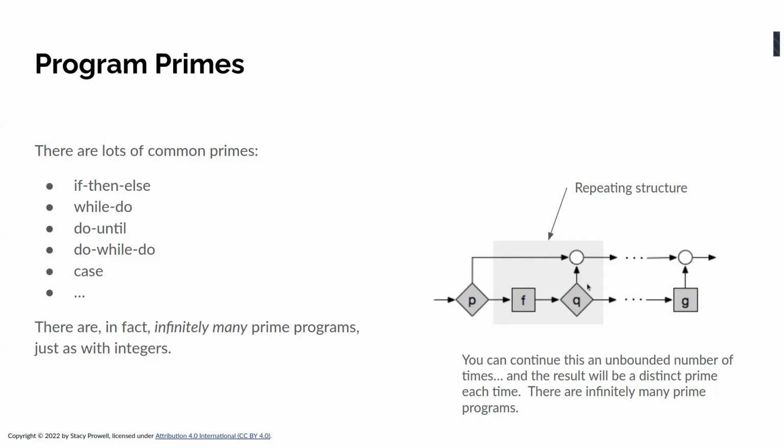And I can repeat this once, and just connect it straight up, or twice, or 3 times, or 4 times, or any number of times. And each one of those is a new program prime. Infinite number of primes. So I can keep building structures until the cows come home.